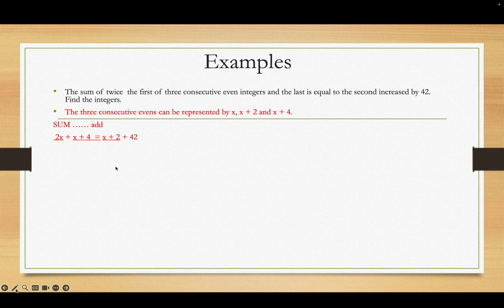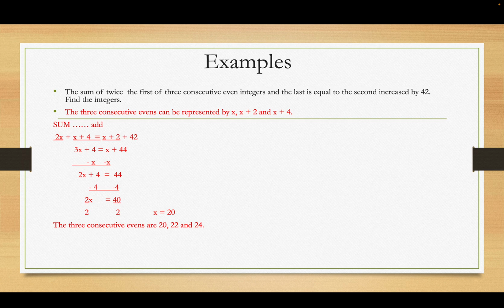Same side, same operation here. 3x plus 4 is equal to x plus 44. Subtracting x from both sides, I get, because now it's opposite side, opposite operation situation, 2x plus 4 is 44. Subtracting the 4, 2x is 40. Dividing by 2, x is 20. Okay, big benefit. X is going to equal 20. It wants to find the integers, so that's 20, 22, and 24.